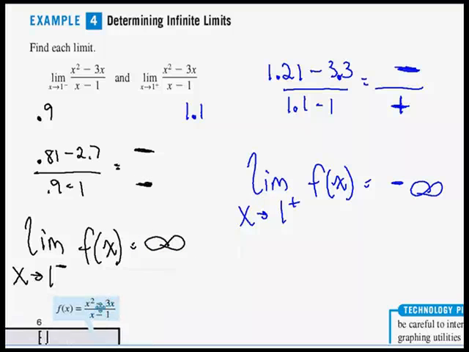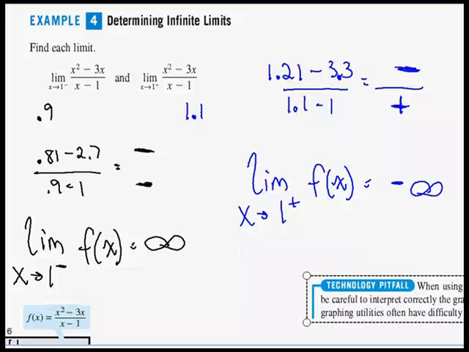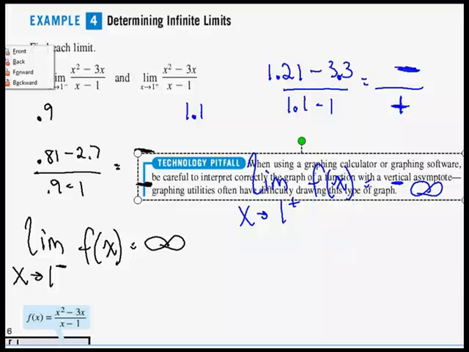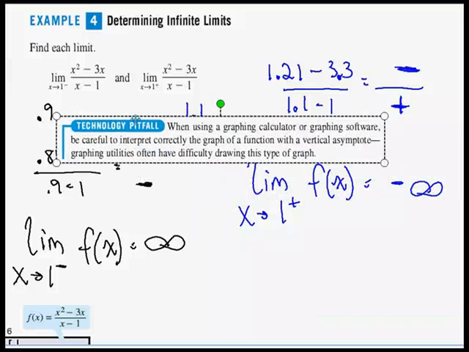And I see over here I do have a technology pitfall box. Those are real important, especially when you're taking the AP test. You want to make sure the calculator doesn't lead you down the wrong path. When using a graphing calculator or graphing software, be careful to interpret correctly the graph of a function with a vertical asymptote. Graphing utilities often have difficulty drawing these types of graphs.